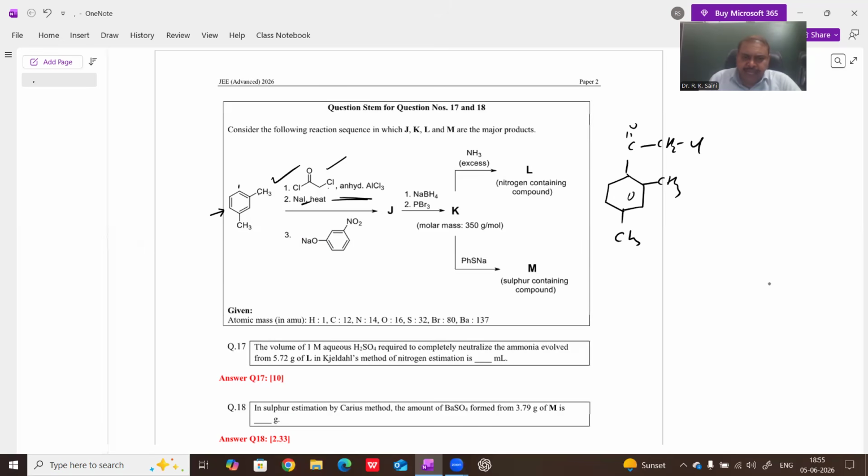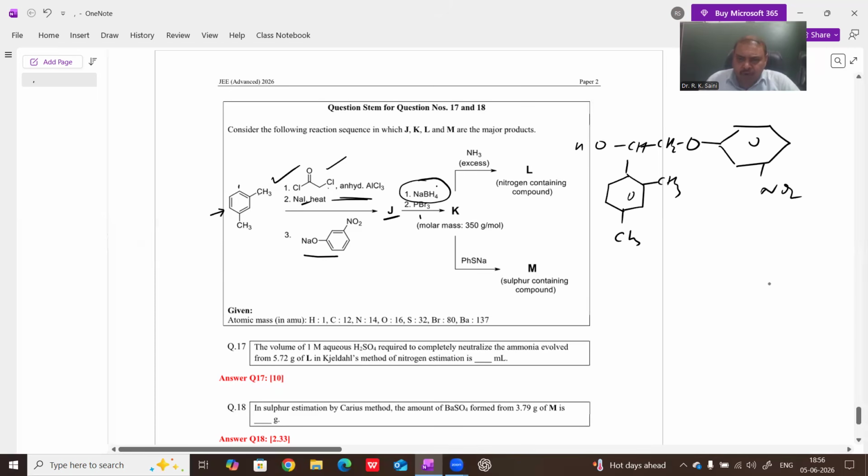Acetylation. Reaction with NaI, then Cl is replaced by I. The reaction is known as Finkelstein. Then reaction with sodium phenoxide, the I is replaced, and hence the product is an ether. An SN reaction takes place. This is the product J. After that, NaBH4 is a specific reducing agent for aldehyde and ketone. The ketone is reduced into a secondary alcohol.